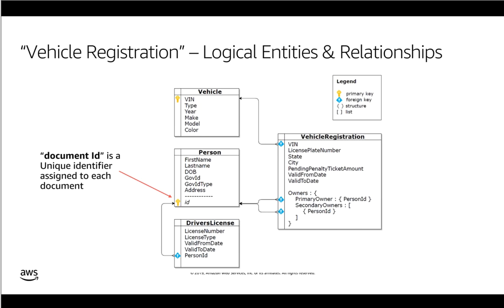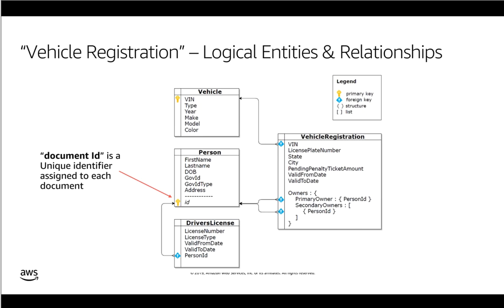In this case, because of the sensitive nature of the gov ID, we are going to be using the document ID, which is part of the metadata of the person table, as a foreign key for use in the vehicle registration table and in the driver's license table. This way, you do not need to propagate the gov ID from the person table across all your other documents. So in this case, the person ID in the driver's license table is essentially the document ID of that particular person document in the person table.